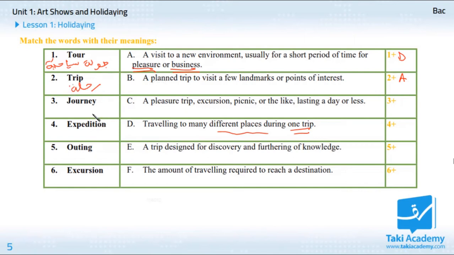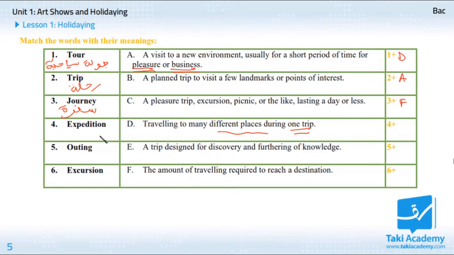Now, journey. What is a journey? Journey describes the amount of traveling required to reach a destination. Okay? So 3 plus f, and it means safra. Okay, so I tell you, I hope that you had a nice journey, or I hope that your journey wasn't very tiresome. Okay, good.